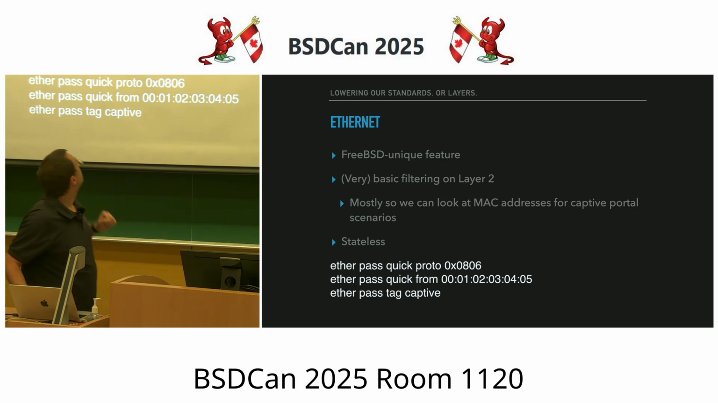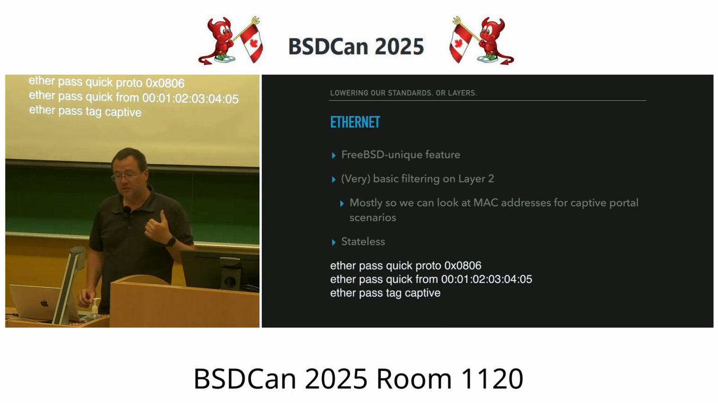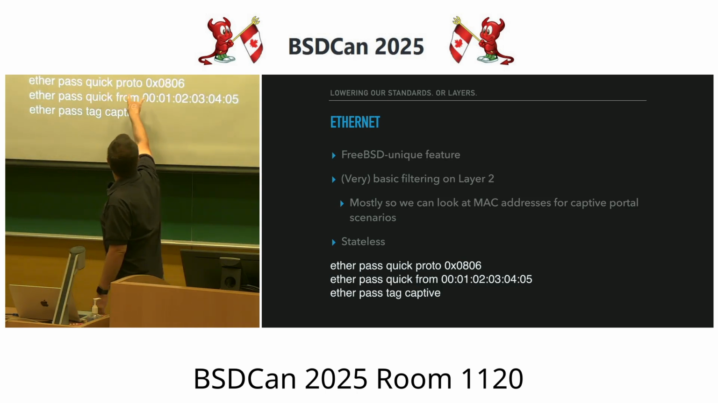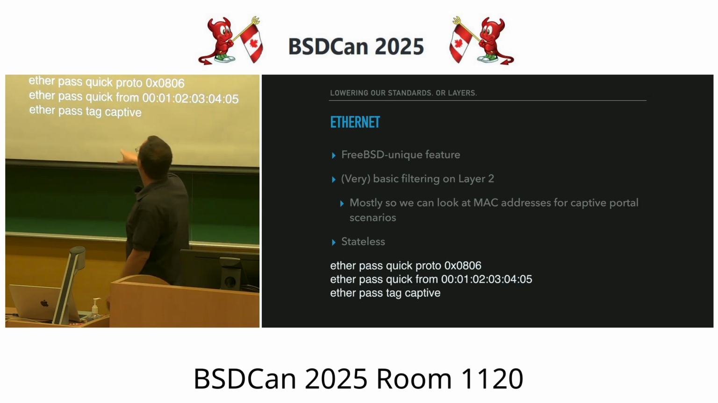Another shiny feature is that somewhat recently PF grew basic layer 2 filtering. As I've mentioned before, this is entirely stateless, but we can do things like, ether, because it's an Ethernet rule, pass protocol 806, so allow ARP packets. Allow all traffic from this MAC address and tag other packets, because these are quick rules, with the captive tag.